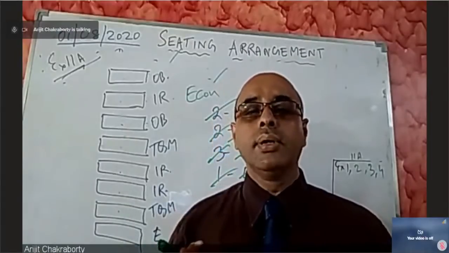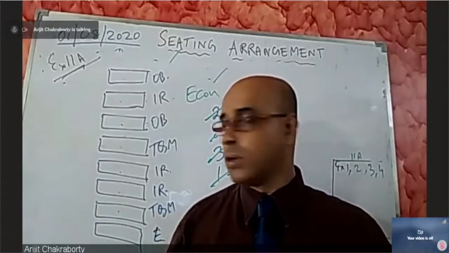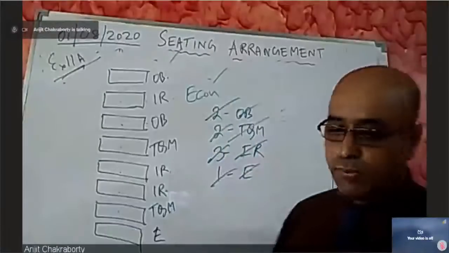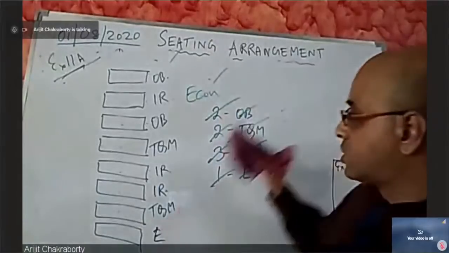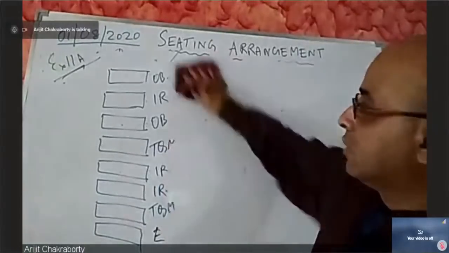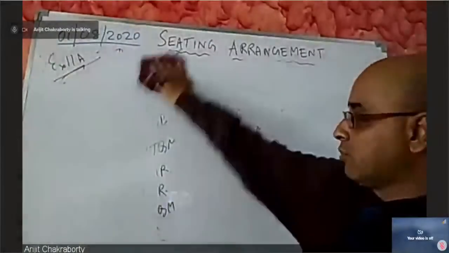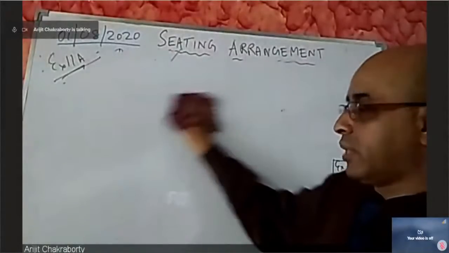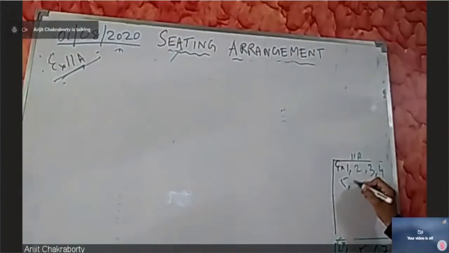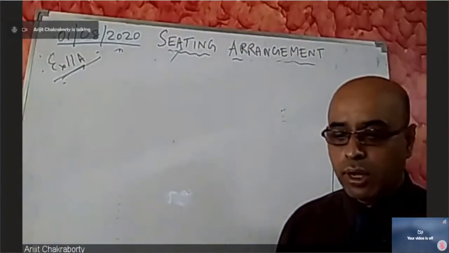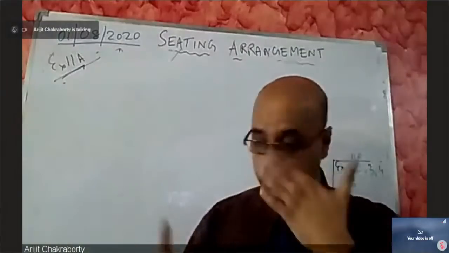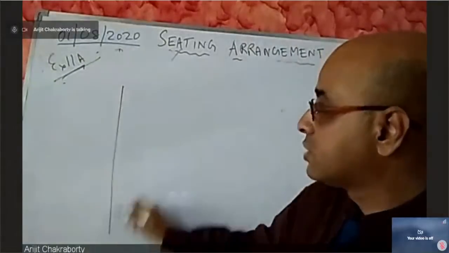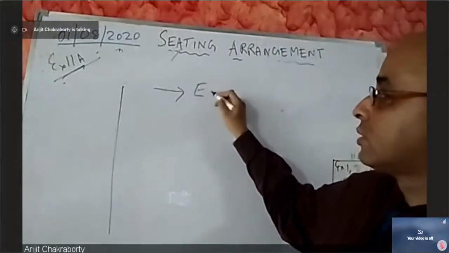Be calm, don't rush, and of course you'll be able to solve each of them. Now we are taking 5 boys standing in a row facing east. We dealt with a problem of 8 objects successfully. So 5 boys are standing in a row facing east. East means it will be like this. So they are facing east.